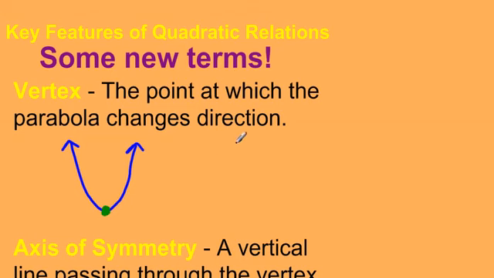If we looked at a parabola that was opening downwards, again, the vertex is the point at which it changes direction, so it would be this point here. You can also call it the highest or lowest point on a parabola. This would be the lowest point. These arrows mean it goes up forever, so the vertex would be there. And this would be the highest point of a parabola opening down, so the vertex would be there.